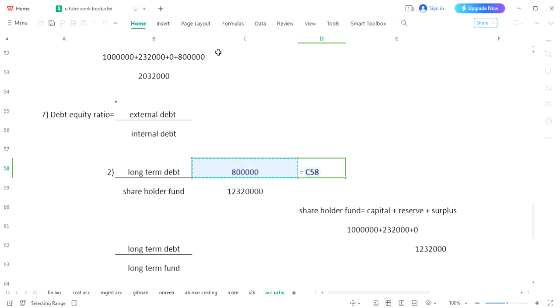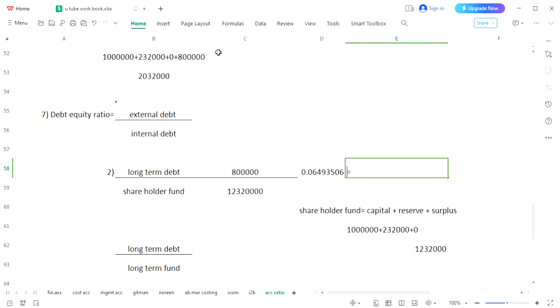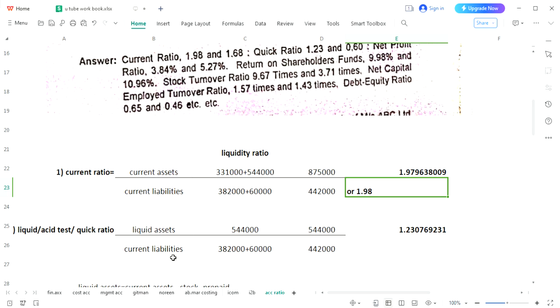So long term debt divided by shareholder fund. This is your answer, 0.064, or in terms of percentage you can also write it: just take this amount and multiply it with 100, you will get your answer in terms of percentage as well. So we have got long term debt over shareholder fund. Let's check if the answer is matched. Otherwise we will apply the next formula of debt equity ratio.